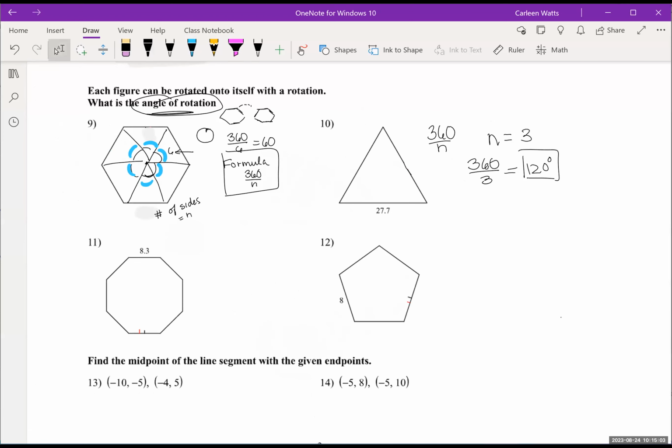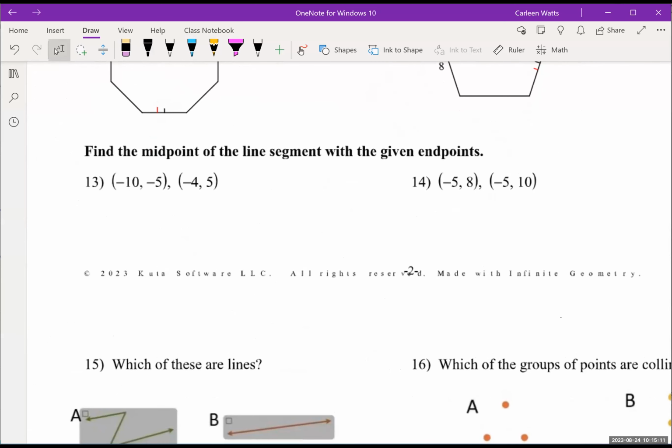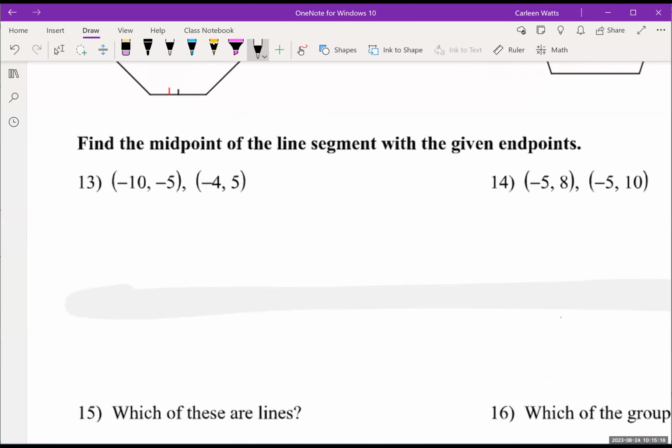Okay, 11 and 12 on your own, or stick around and request it at the end. Or sometimes people say, hey, you moved it too fast. Can I just see something? Okay, midpoint formula.